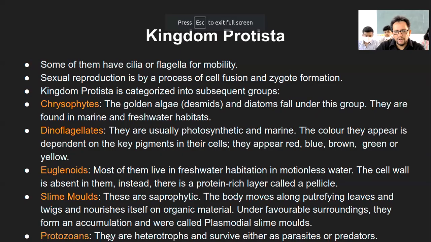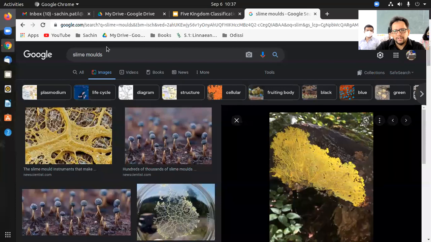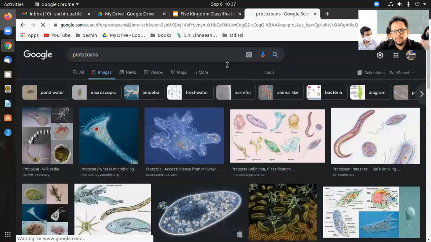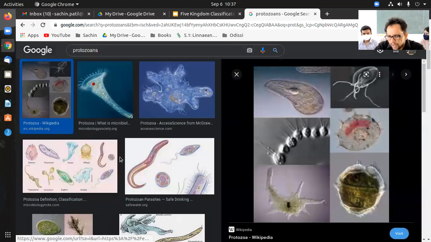Then the last one is the protozoa, which are again completely heterotrophic. That means they are dependent for food on other organisms, and they survive either as parasites or predators. That means they will grow in another animal's body, or they eat up something to survive. For example, amoeba or paramecium, these are all protozoa. So they fall in that category of protozoa.